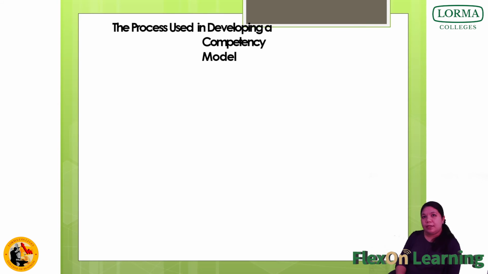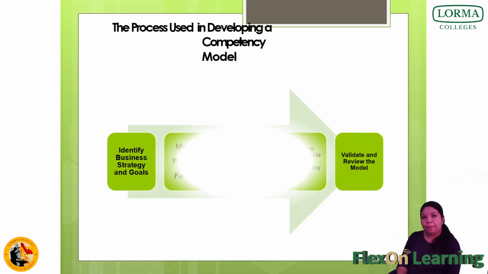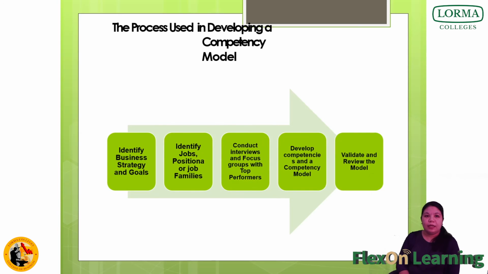Now, there are processes in developing a competency model. As you can see here, the first one is to identify business strategy and goals. And we know that when it comes to dealing with strategic management, these are already identified: the business strategy, the goals that they want to achieve for the company. Then identify jobs, position, or job families. Conduct interviews and focus groups with top performers. Then develop competencies and a competency model, validate and review the model.